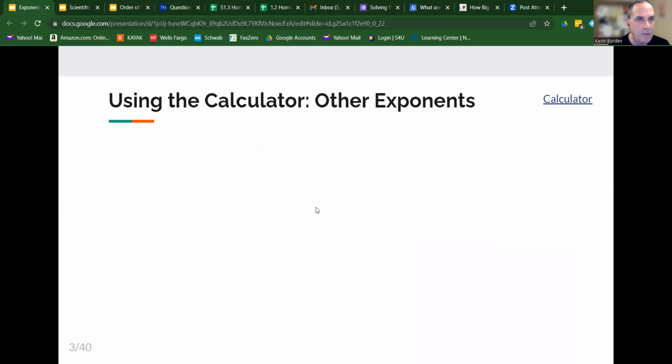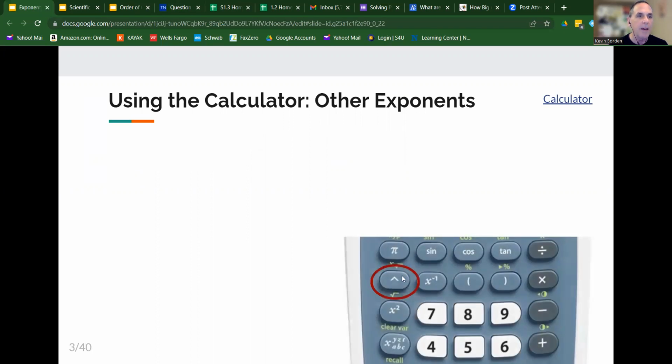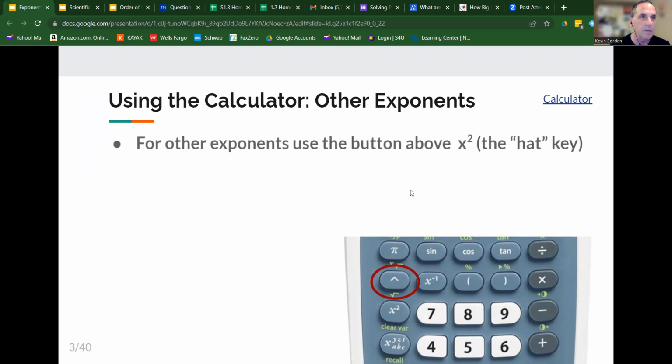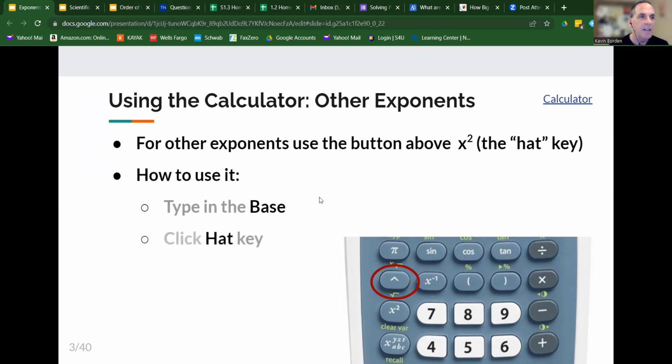For other exponents, sometimes your exponent will not be 2. For that, we have to use the button that's directly above the x squared button. I call that the hat key because it kind of looks like a hat. How to use it? You type in the base. Let's go back to our original example of 7 to the 3rd power. We type in the number 7. Then we click the hat key. Then we type in our exponent. And then we hit enter.